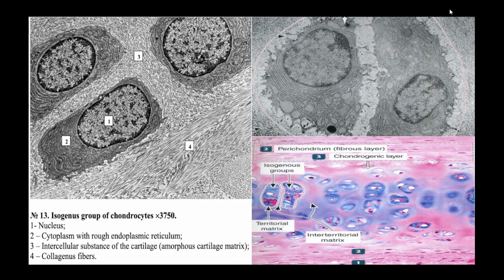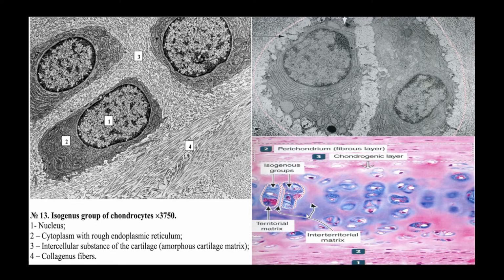Also, we have seen here another photo of the cells. We have seen the territorial matrix surrounded by the interterritorial matrix. Also, very well visible are the rough endoplasmic reticulum and some lysosomes, which transform the surrounding matrix and participate in the remodeling of the matrix structure. And we have seen how the cells interact with each other through processes.